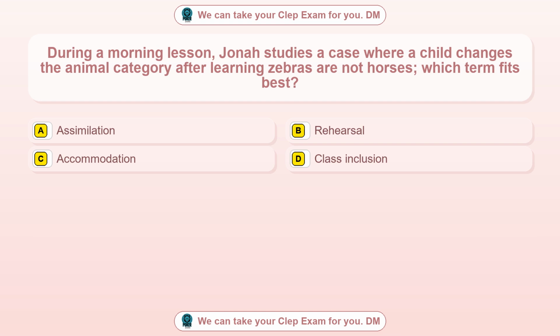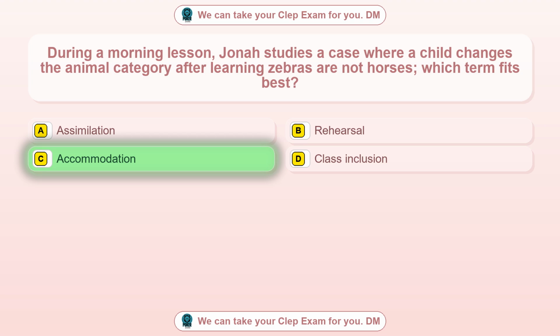Question 15. During a morning lesson, Jonah studies a case where a child changes the animal category after learning zebras are not horses. Which term fits best? Option A, assimilation. Option B, rehearsal. Option C, accommodation. Option D, class inclusion. The correct answer is option C.